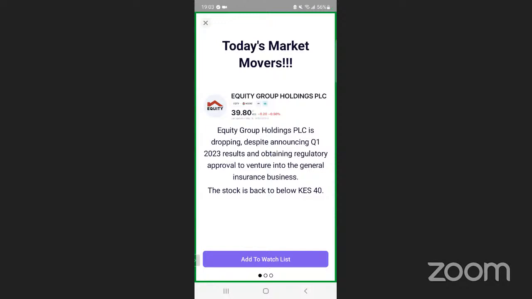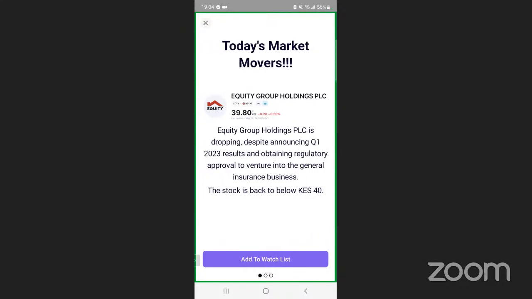So I think we're good now. The moment you open the app, this is the first thing you see. And there's a reason why we decided to add this section. Basically, the moment you open the app, you have some information on what's happening in the markets and some ideas on how to invest. For the guys who have opened the app, today's market movers: in the Kenyan market, our focus was on Equity, which has been dropping despite announcing results yesterday. So that's on the Kenyan market.